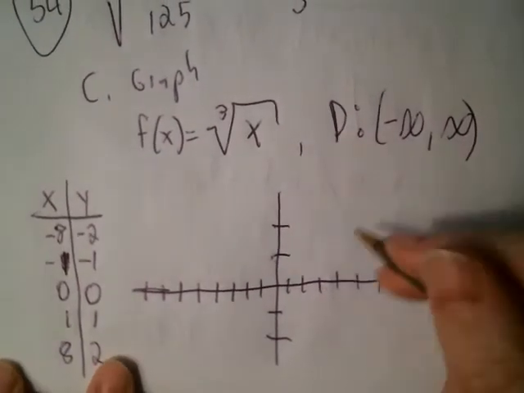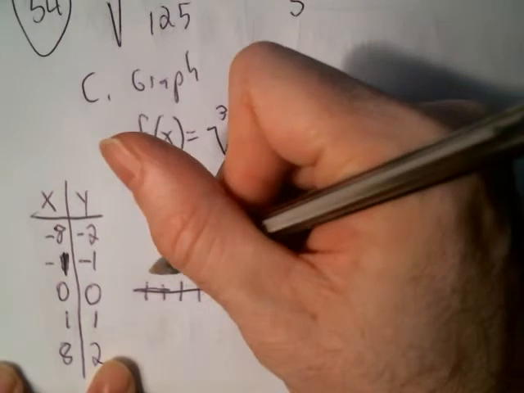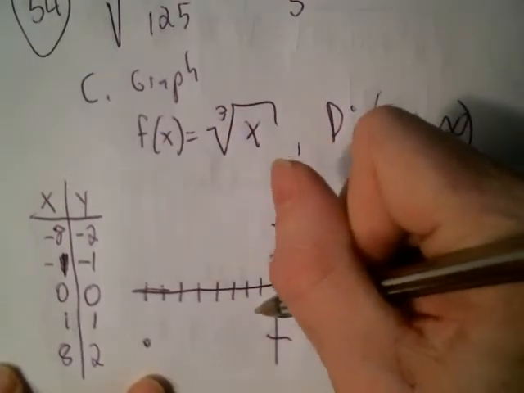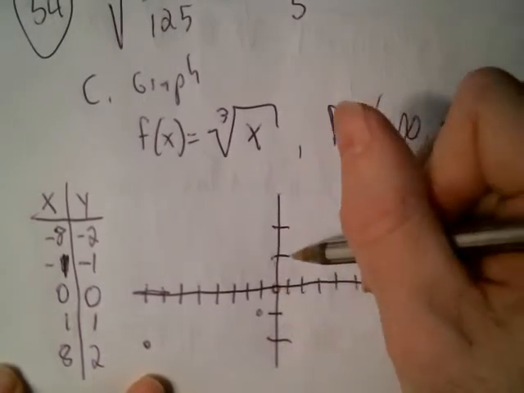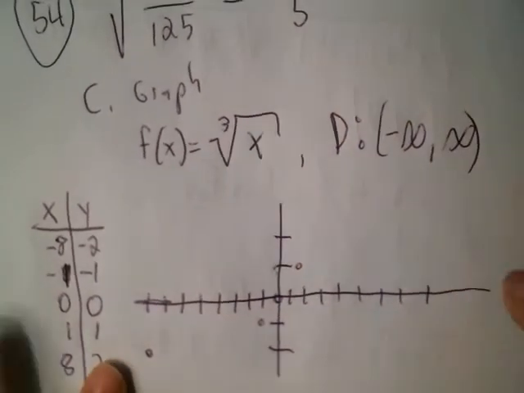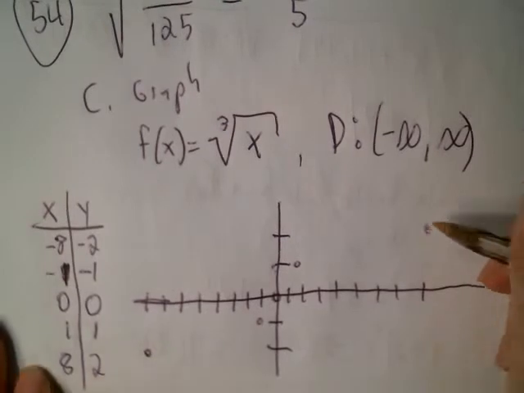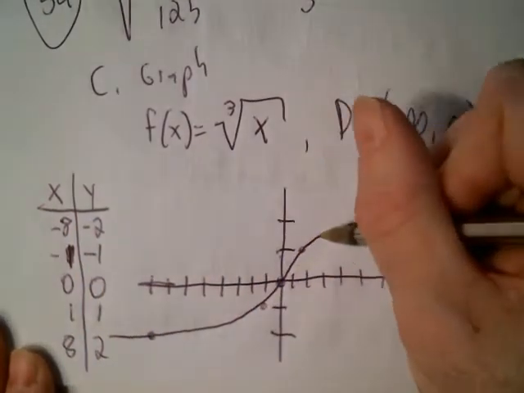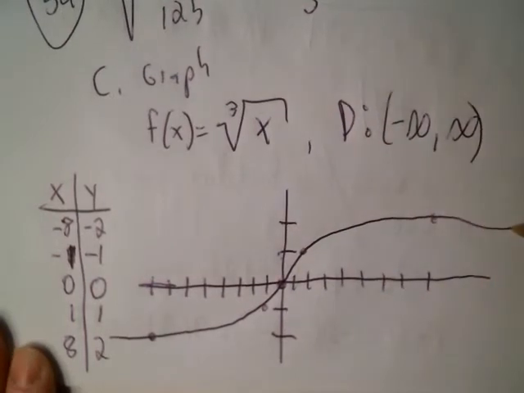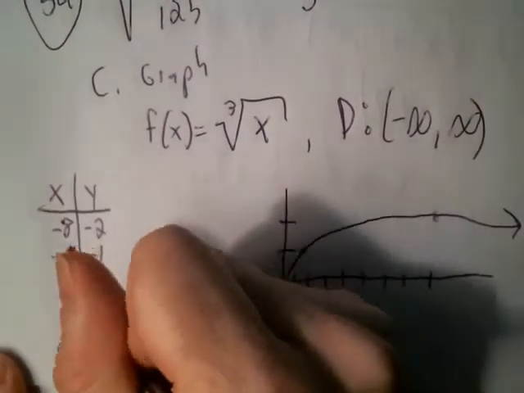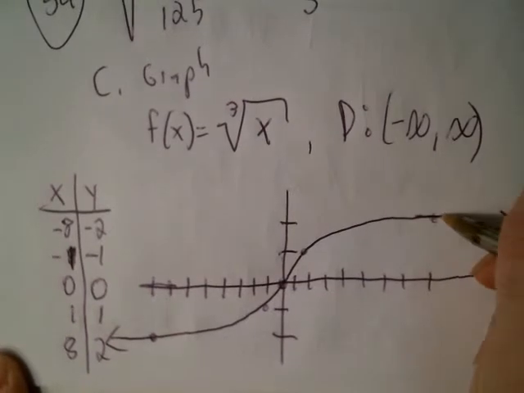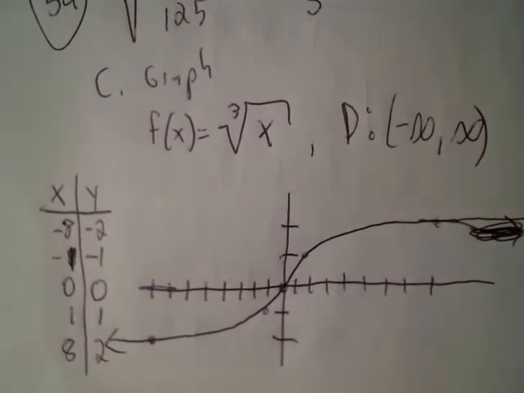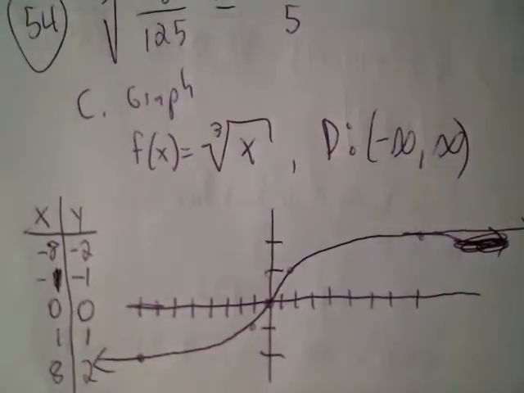Okay, so at -8, it's at -2, sorry. At -1, it's at -1. At 0, it's 0. At 1, it's 1. And then at 8, it's 2. It goes like this. Oops. You shouldn't dip down like that. You should just keep going straight. Look in the book for a good picture, or look online for a good picture. That's not a very good picture, but that's it.